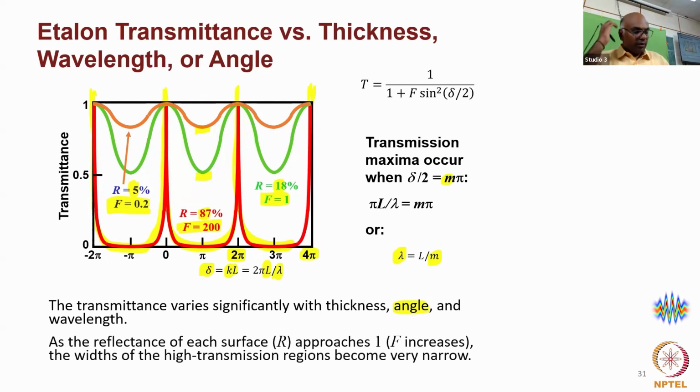So the features again: as f increases, the reflectance of the surfaces involved reaches unity. These are very good reflectances, reflecting surfaces or interfaces. The transmission becomes high in contrast and narrow in its width.